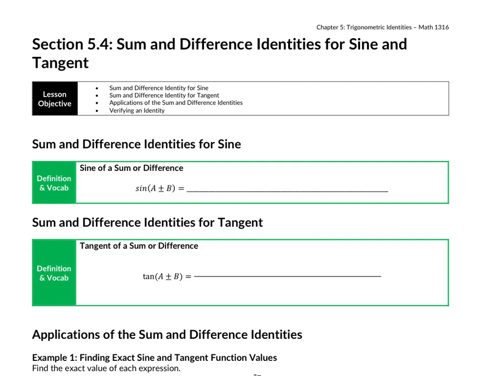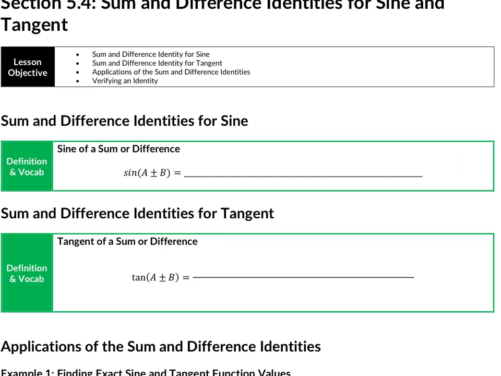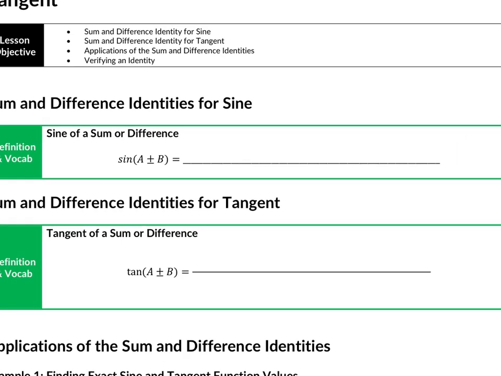We've learned the sum and difference identities for cosine. There are different sum and difference formulas for sine and for tangent, so we're going to jump into learning those. The sum formula for sine looks very similar to the cosine one, so make sure we understand the differences.